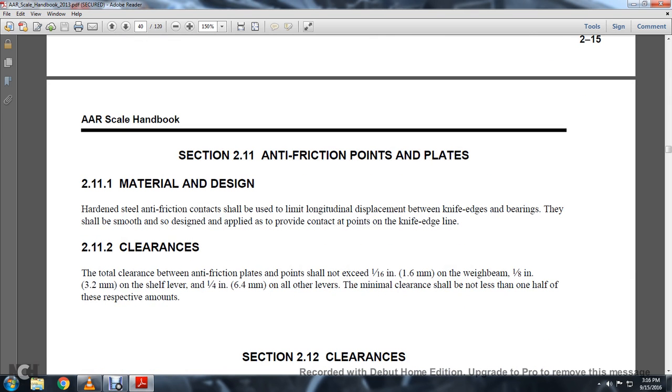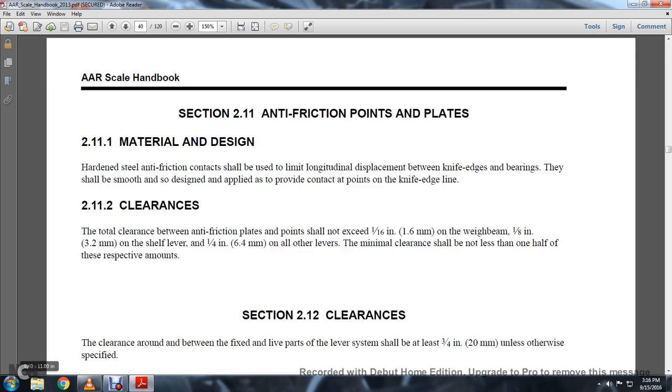Section 2.11 Anti-friction points and plates. 2.11.1 Material and design. Hardened steel anti-friction contacts shall be used in limited longitudinal displacement between the knife edges of the bearings. They shall be smooth and so designed applied to provide with the contacts and points of the knife edge line. 2.11.2 Total clearance between the anti-friction plates and points should not exceed 1/16 of an inch on the weigh beam, 1/8 of an inch on the shelf lever, 1/4 of an inch on all other levers. Minimum clearance shall not be less than 1/2 of the respective amounts.